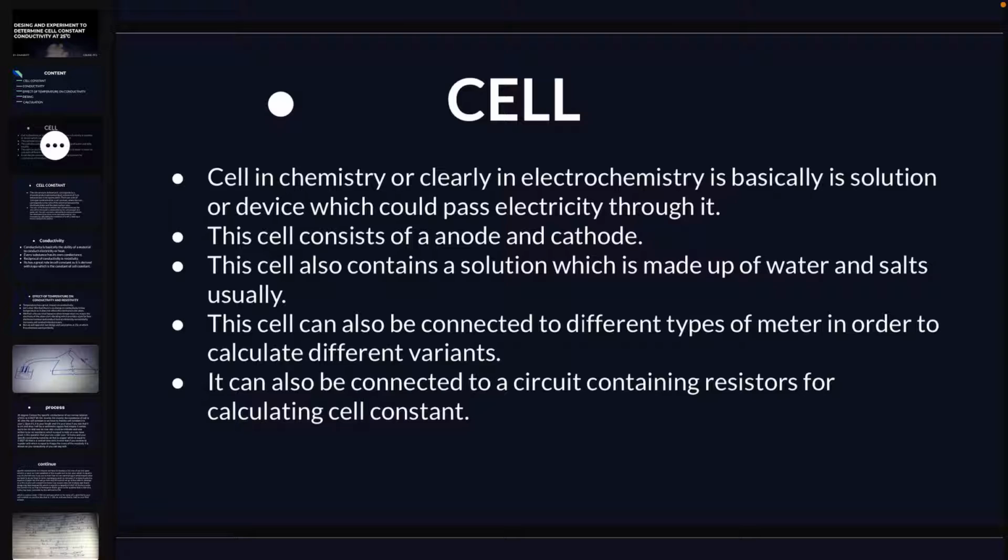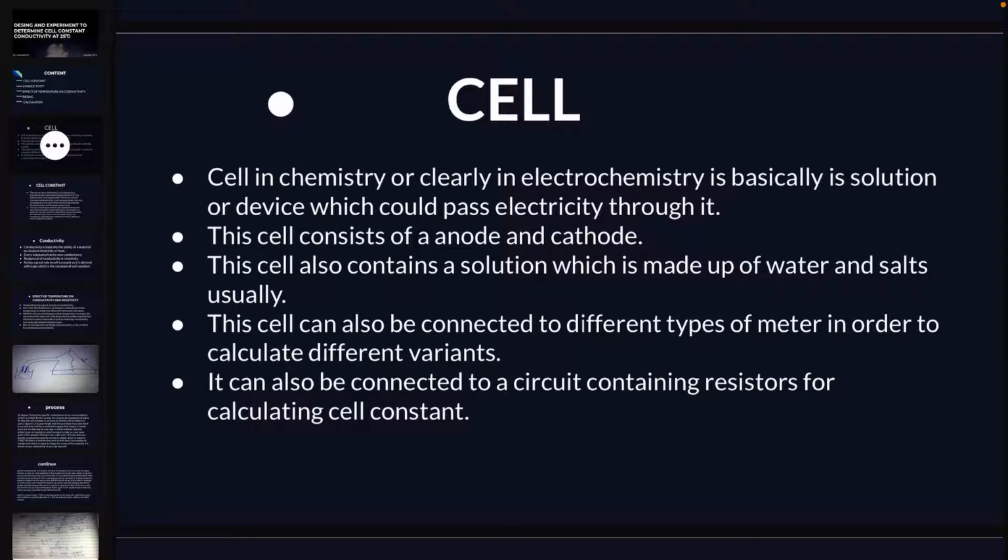This cell contains a solution which is made up of water and salts. Usually many salts are used, but at a specific 25 Celsius temperature, KCl is the best salt that can be used to perform this experiment. The cell can also be connected to different types of meters in order to calculate different variables. It could be an ohm meter or any type of meter which could be used to determine different quantities.